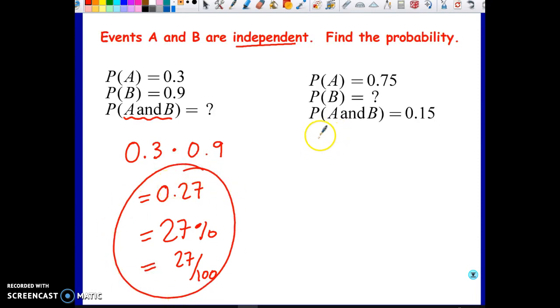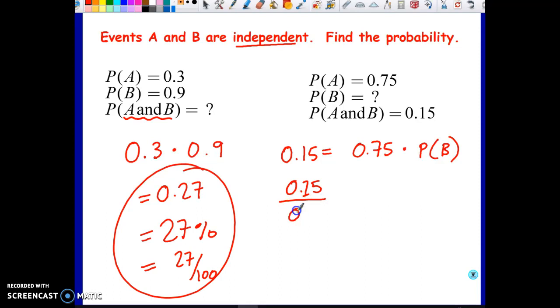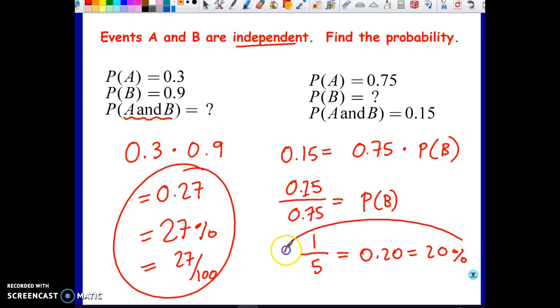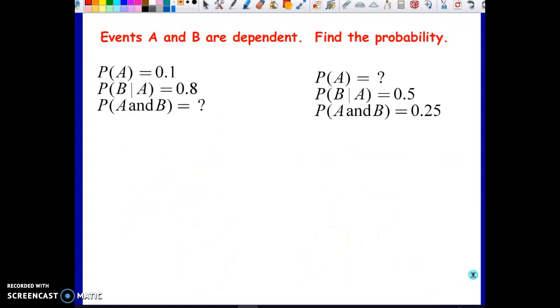In this one, we know the probability of A is 0.75, probability of B is something, and probability of A and B is 0.15. So we know that 0.15 would have been the product of probability of A multiplied by the probability of B. And I want to know what the probability of B is. So then I just divide. 0.15 divided by 0.75 equals the probability of B. Well, of course, that is 1 over 5, which is equal to 0.20, which is equal to 20%. You can use any one of these. You don't have to use all three, but you can use any one of those forms.